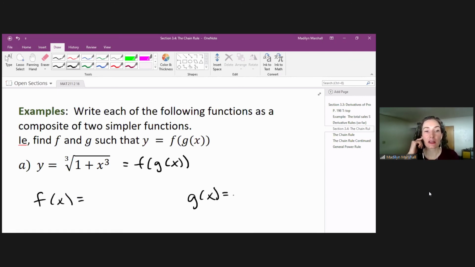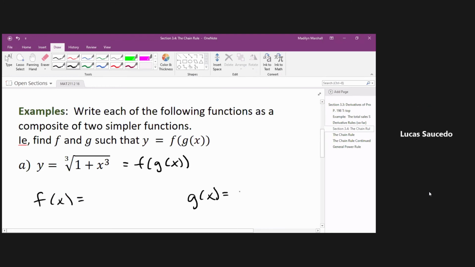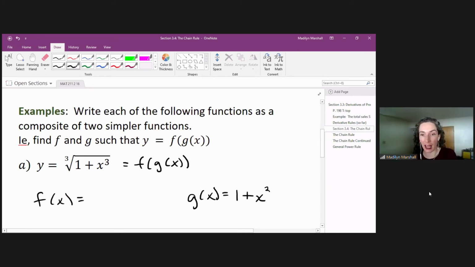A composition of functions always means that there's some sort of nesting happening in a function. We have an outside function and an inside function. So g is our inside because we're being asked to find f of g of x. What do you think g is here? What is our inside? 1 plus x cubed. Yes, exactly. That's what's happening on the inside.